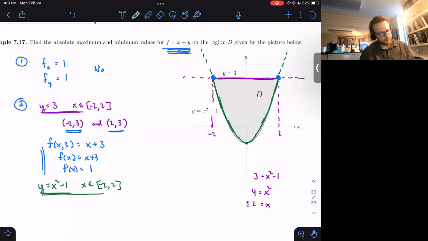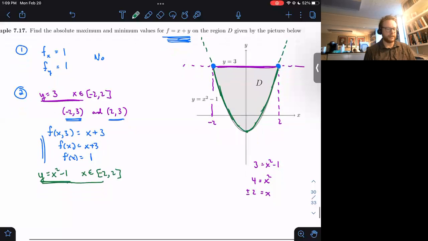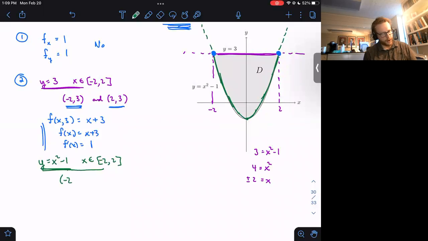And so we know that plugging these things into our parabola function, if I plugged in -2, square it, subtract 1, I would get (-2, 3). And if I plugged in +2, we would get (2, 3). And those are the same points that we already have. So those are already on our list. We don't need to double add them to the list or anything like that. And so I'll just forget about those for right now. And now let's go and search for critical points.